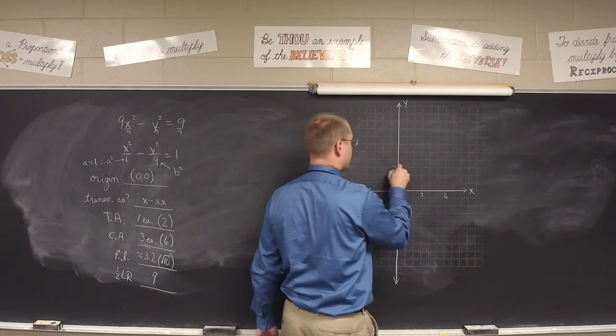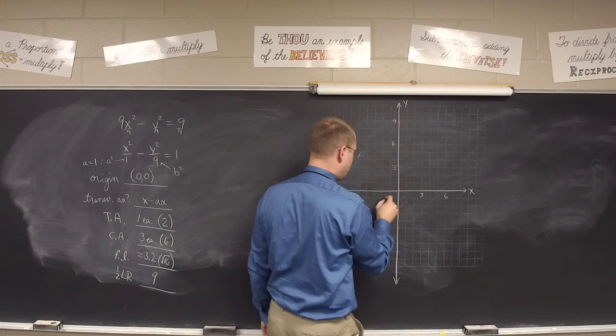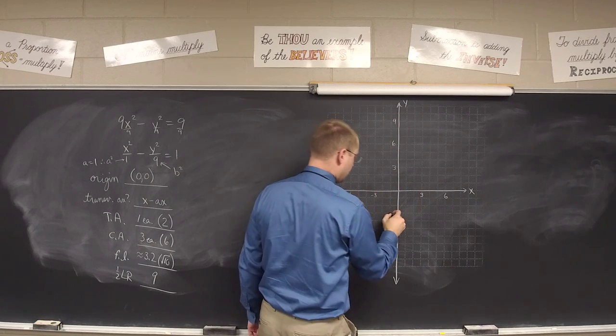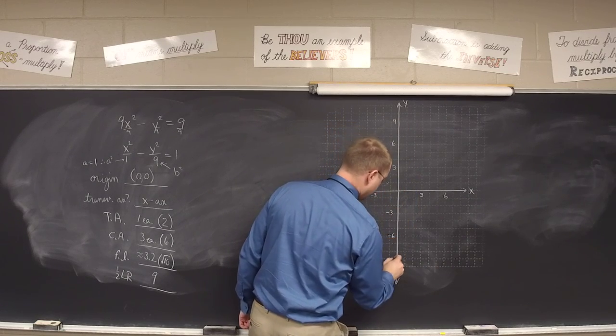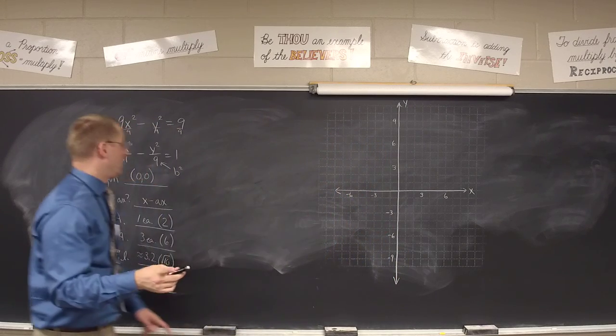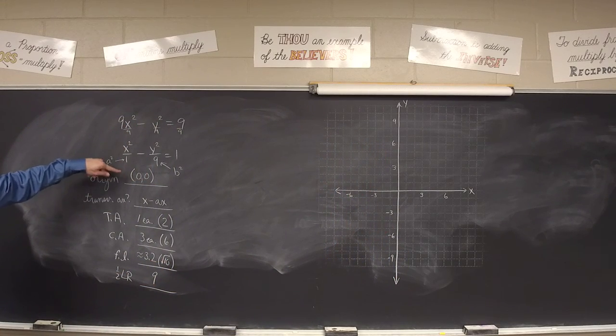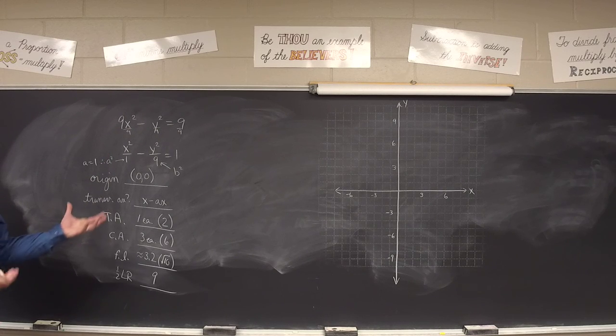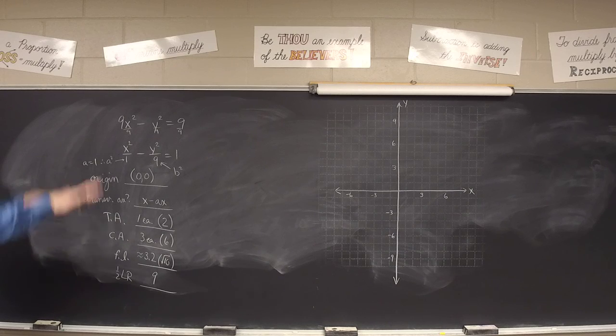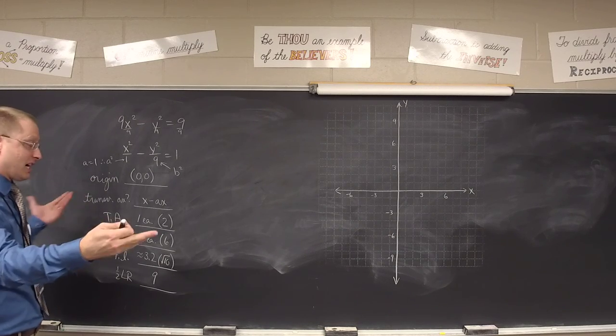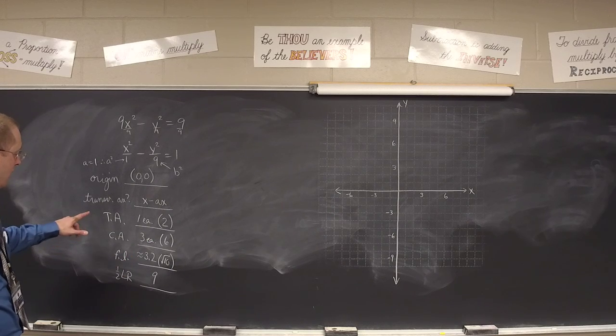3, 6, 3, 6, 9, good. Negative 3, negative 6, negative 3, negative 6, negative 9, good. Now you understand, if this were not at the origin, if it were shifted up and down, I'd have to make sure I account for that, especially with long latera recta. So I'd have to maybe shift the x-axis accordingly. If it's a tall one, obviously side to side if it's a wide hyperbola.